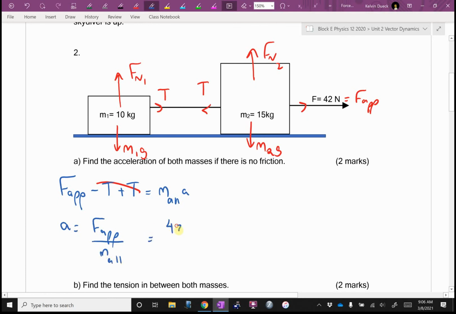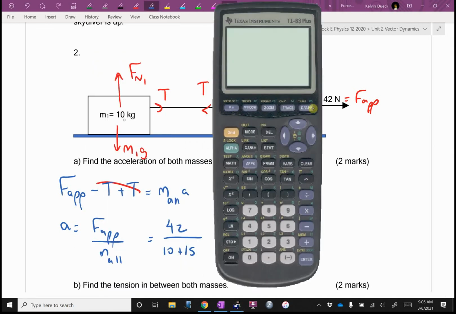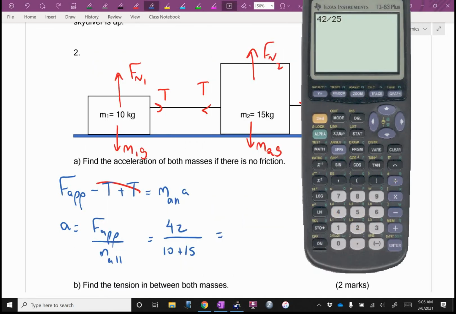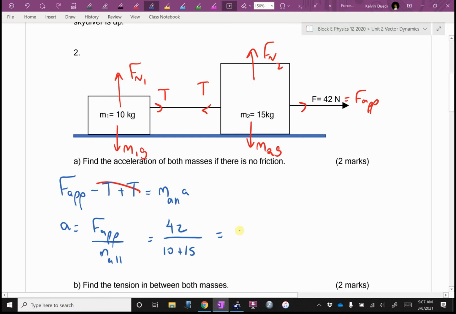It's going to be 42 divided by 10 plus 15. 42 divided by 25. Is there a good trick to dividing by 25? Divide by 100 and then times by 4. So it's going to be 4.2. No, that's wrong. 1.68? Is that right? Meters per second squared. If you got that, 2 out of 2, otherwise I would give you a half mark if I saw that, a half mark for the numbers, and a half mark for the answer.